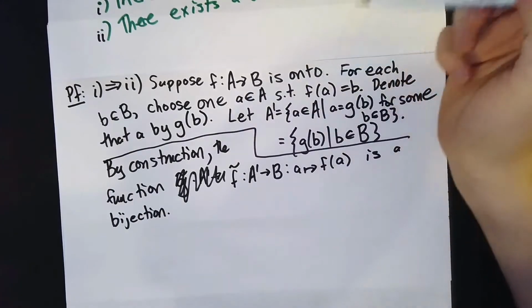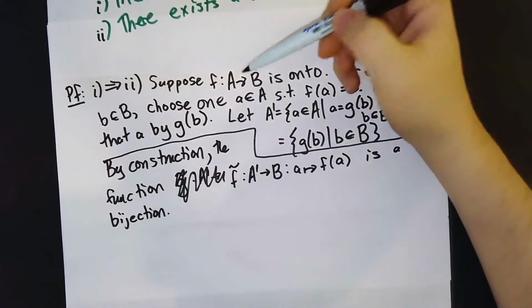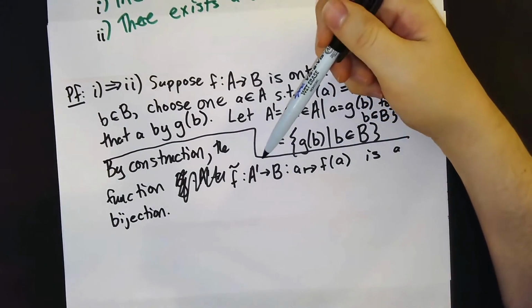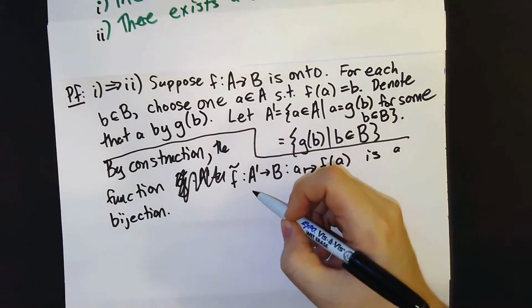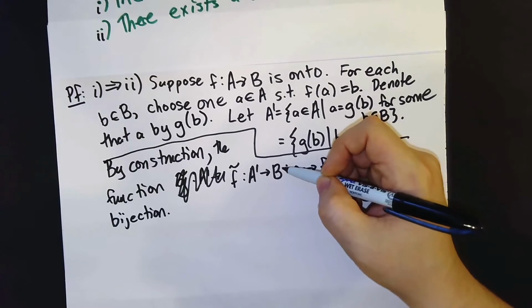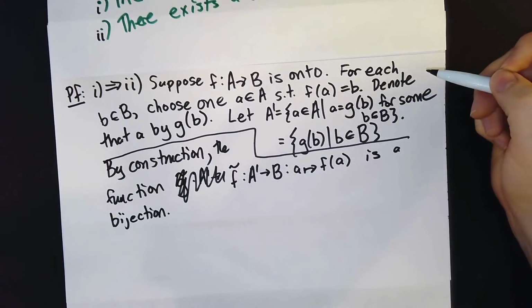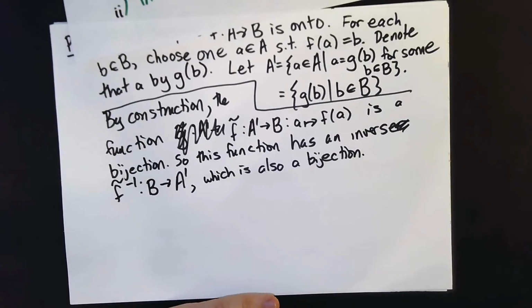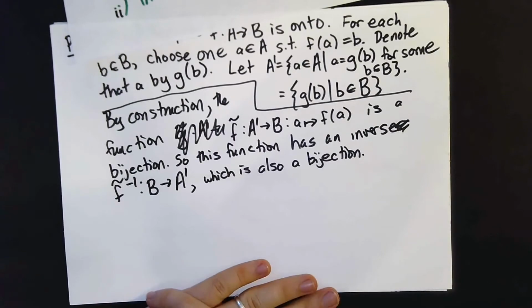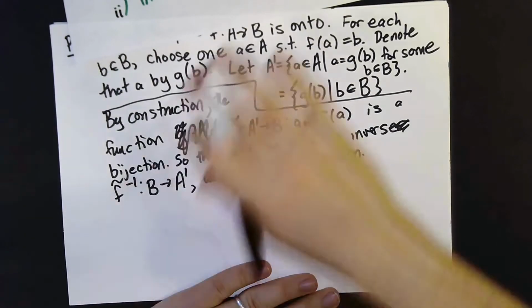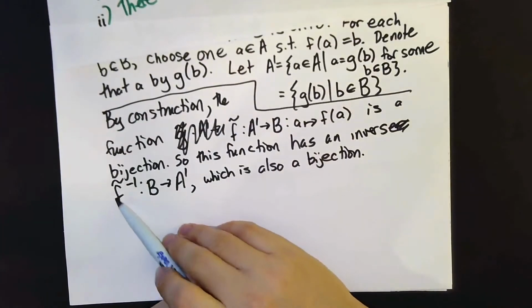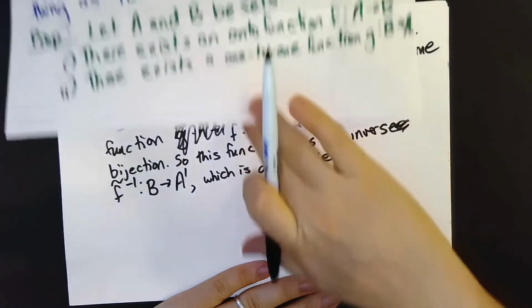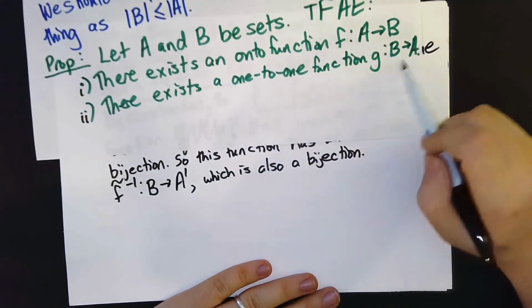So now, by construction, once I drop all of those a's I didn't use out of the domain, this function is now one-to-one, because A prime consists of exactly one element that maps to every element of B. And because this function is a bijection, it has an inverse. And that inverse is also a bijection. The inverse of a bijection is definitely a bijection. And so, in particular, this f-squiggle inverse is one-to-one. And all I wanted to show, remember, is that there's a one-to-one function from B to A.